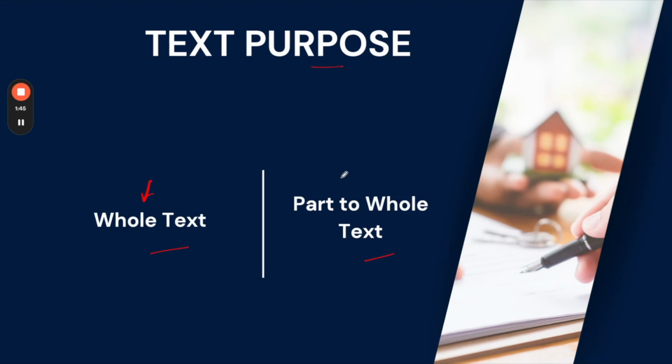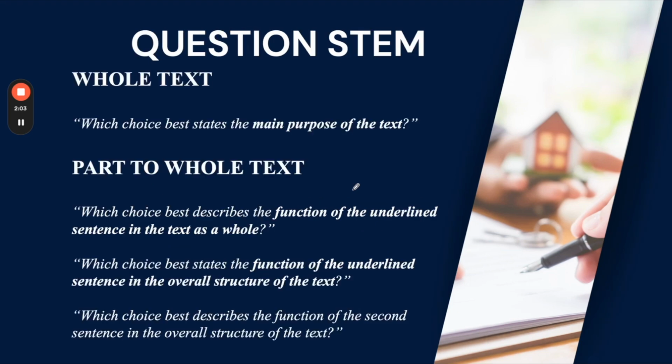But when it comes to the part to whole text, a particular sentence would be underlined in the text and you need to identify what is the purpose of that sentence that has been underlined. What is it doing to the text, right? So this is how the two subtypes can be differentiated, and in this video we'll be taking up examples for each of these subtypes. Now let's see the common question stem for the two subtypes that we just saw.